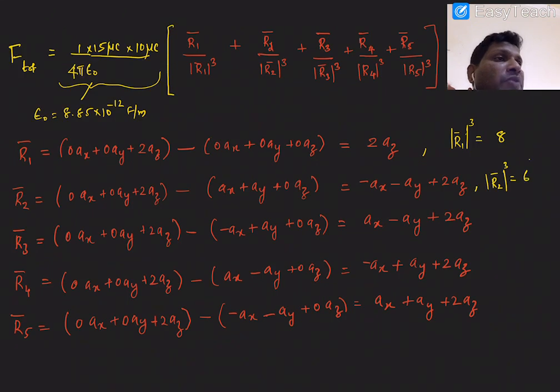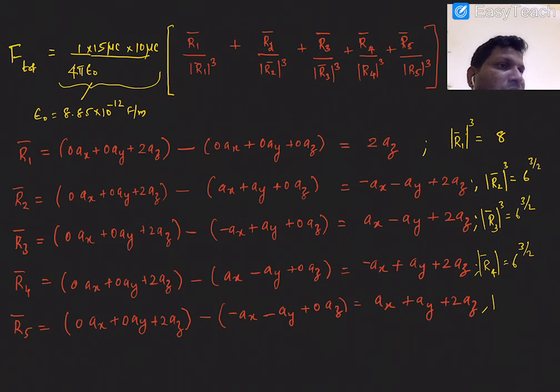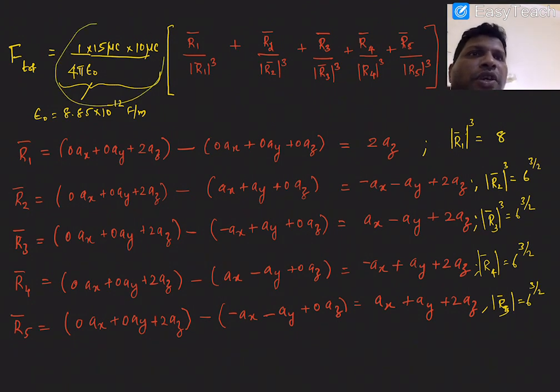So it will become 6 power 3 by 2, and here also you will get it as R3 cube, 6 power 3 by 2, and R4 cube, 6 power 3 by 2, and R5, 6 power 3 by 2. And this combined term what I have shown here, this you will get it as 1.35.